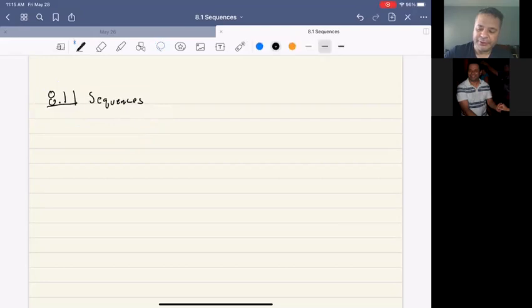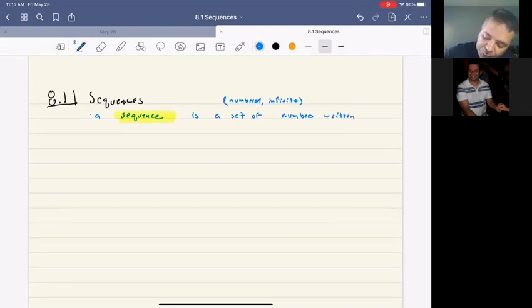Okay, so what is a sequence? A sequence is a set of numbers written in a specific order. I think I should specify it's an infinite or a numbered infinite set of numbers written in a definite order. Okay, one easy one is just going on forever. That is a sequence.